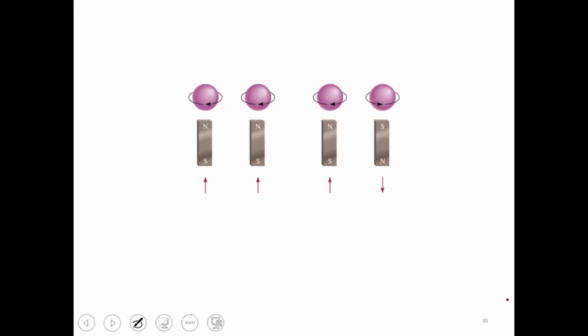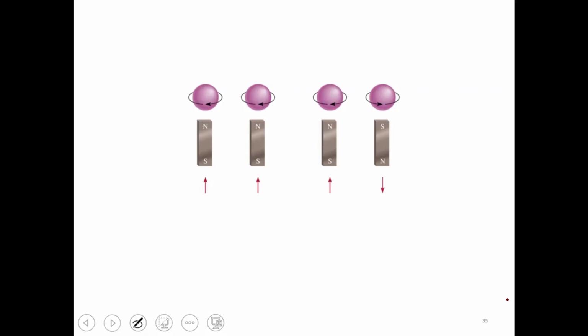So we say typically that the spin points towards the north pole of this magnetic field. So you can see on the left side here, you have 2 electrons, both of which have a +1/2, or an up spin.